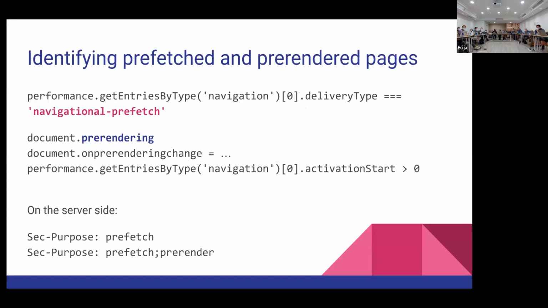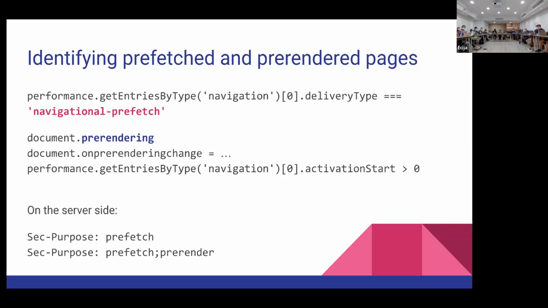Other things that authors need: they want to be able to know whether their page is prefetched or pre-rendered. That's how we were able to get some of the numbers that Dominic shared earlier. For prefetch, you can tell that your document was prefetched by checking the delivery type in the resource timing entry. And on the server side, if a request is being made with the intention of using the prefetch, the Sec-Purpose header will indicate that.